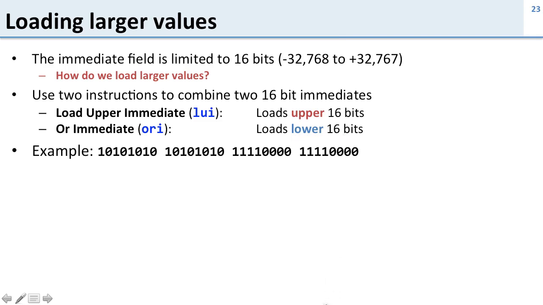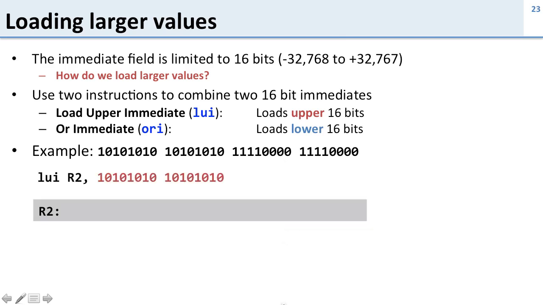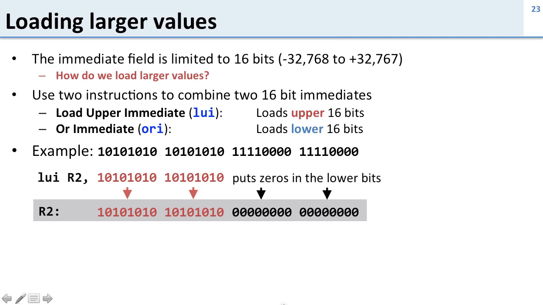So here's the example we want to load. We want to load a constant, which is 101010 for the first 16 bits, and then 11110000 for the second 16 bits. So how are we going to load this? We're going to load it in two chunks, first the upper chunk, then the lower chunk. We're going to load it into R2. So first we call load upper immediate R2 with our immediate value. And this puts the immediate value into the upper part of R2 and fills the rest of R2 with zeros. So this is now what we have in R2.